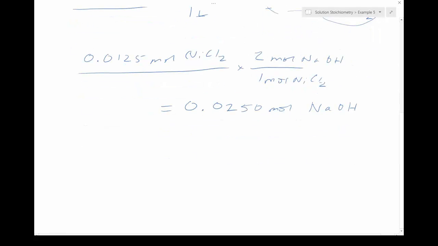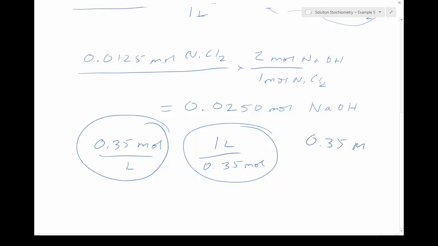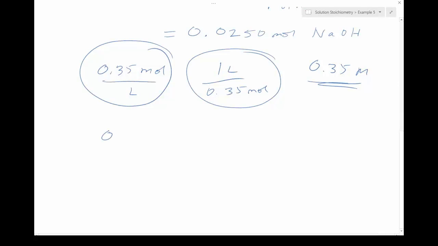Okay. So that 0.35 moles per liter means that 1 liter is also 0.35 moles. So again, I can use this molarity 2 different ways. So when you see 0.35 molar, you need to think, okay, I can do this, or I can do this, right? This guy here means both of those things. So 0.0250 moles of sodium hydroxide. What was I asked to find? I was asked to find the milliliters. So I want to take this and convert it into a volume.